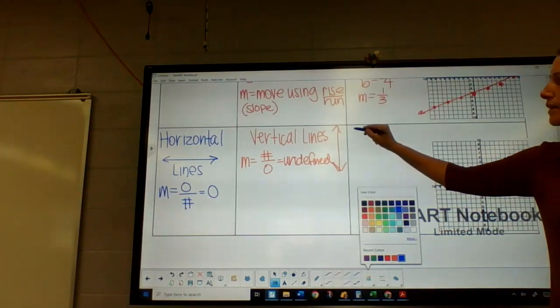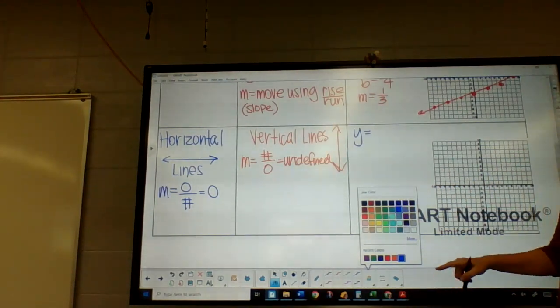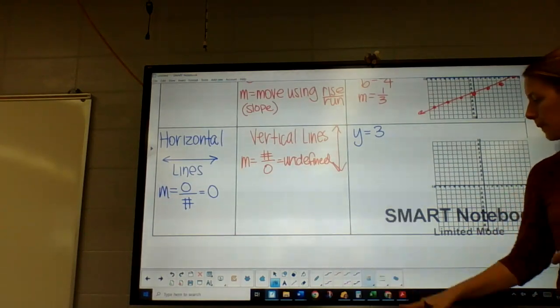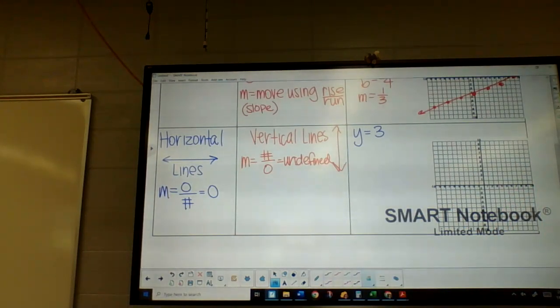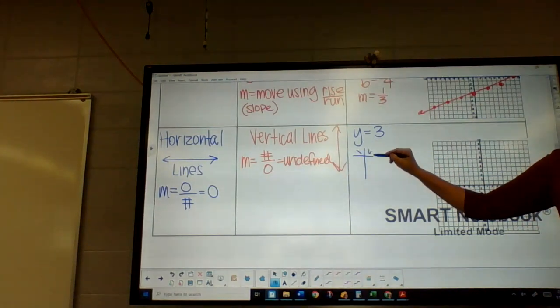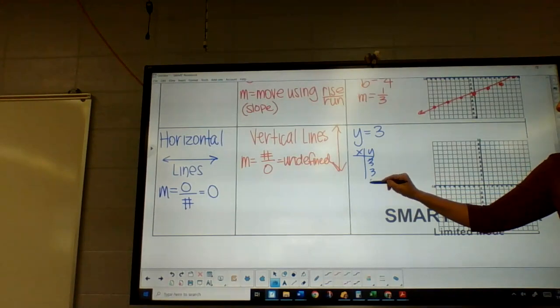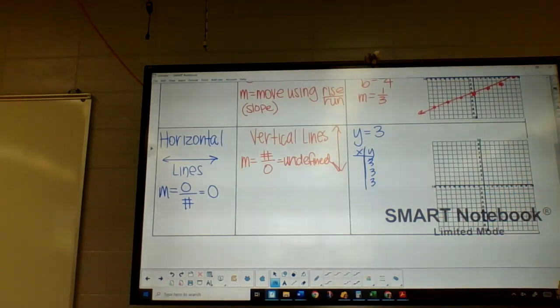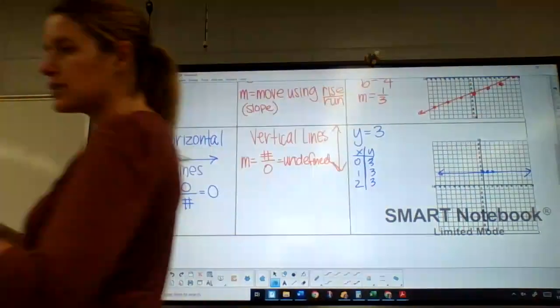So horizontal would be like y = 3. For a horizontal line, that means the y's are all 3, and x can be anything. So what that means for us is we just go 0, 1, 2, and they're all 3 across the middle here. So this would just be a flat, boring line for our slope.